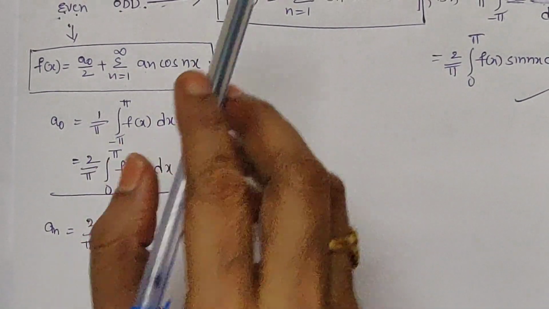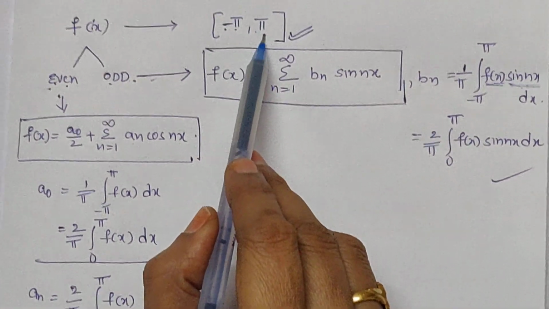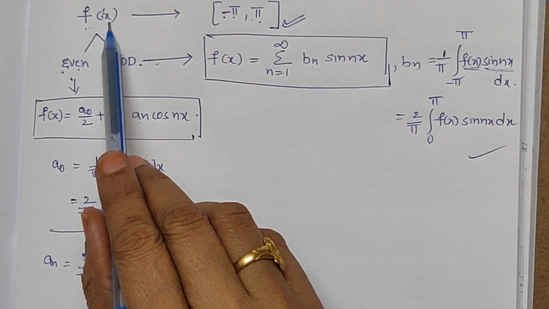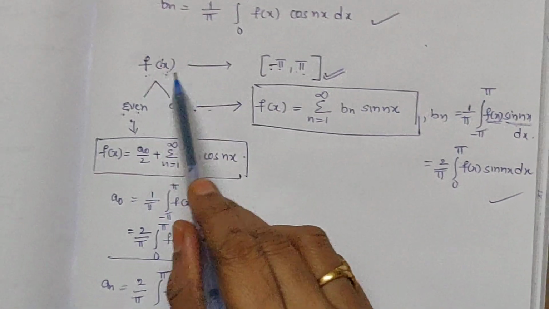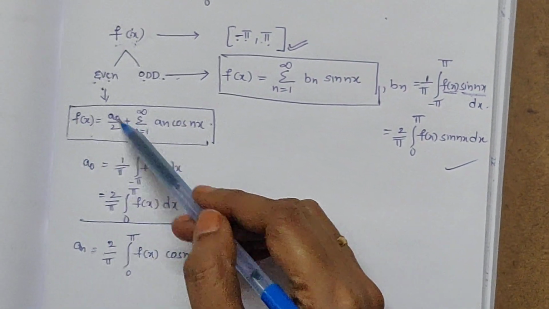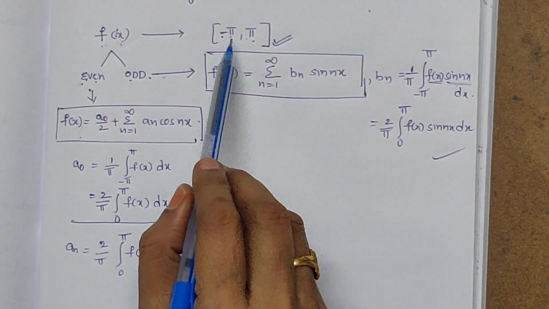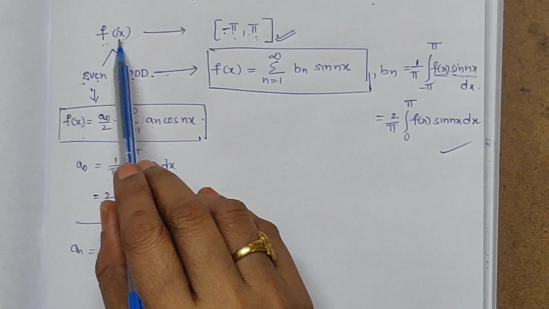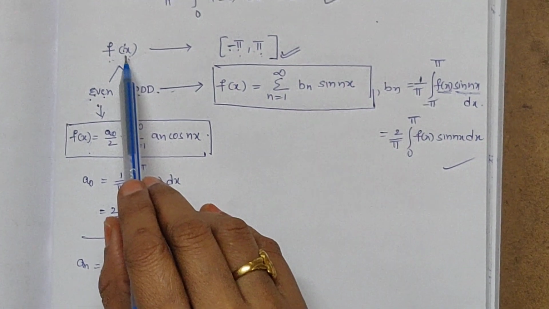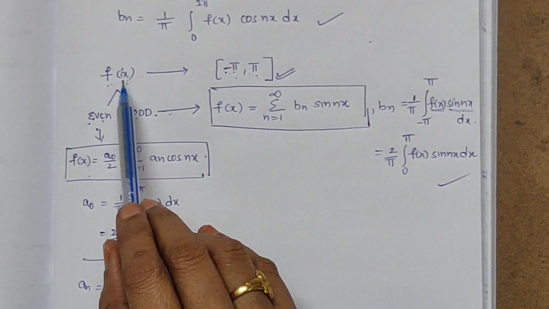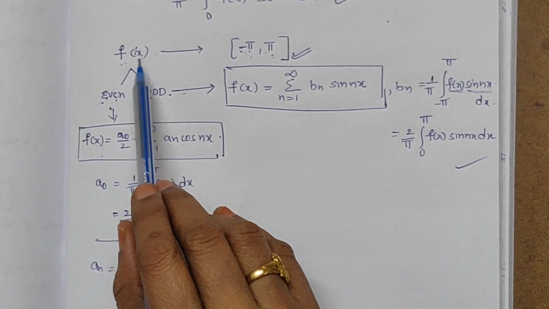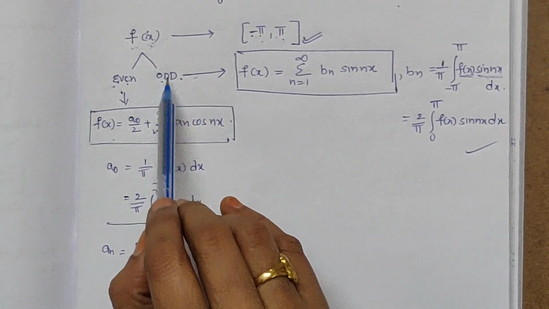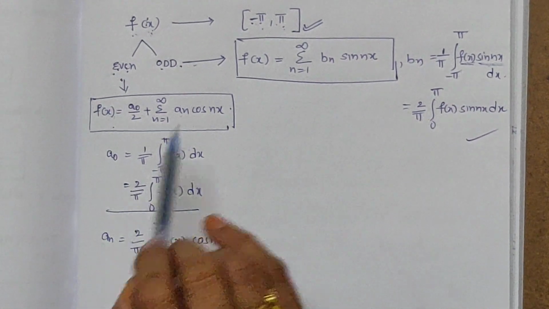This is possible with the interval minus pi, pi. So to find the Fourier series of the function f of x, only if you are able to tell whether it is even or odd will you get it like this. Sometimes the interval is minus pi, pi, but you can't say whether it is even or odd. In that situation, you have to determine the three Fourier coefficients a0, an and bn. Only if you are able to categorize the given function as even or odd will you get this.